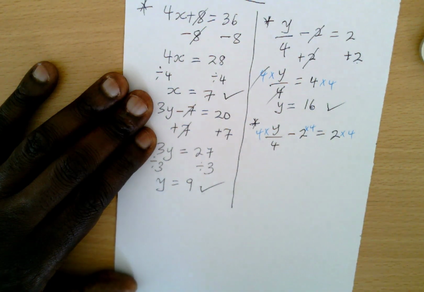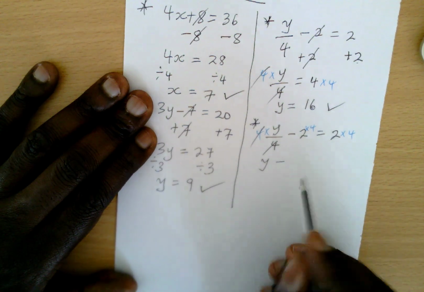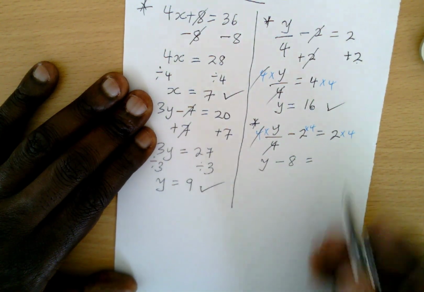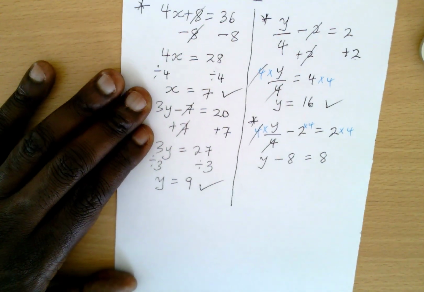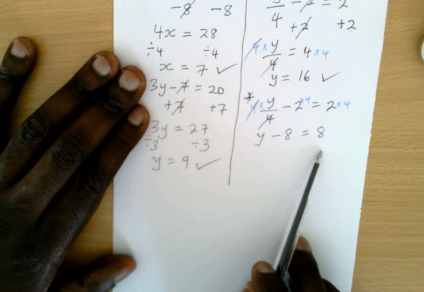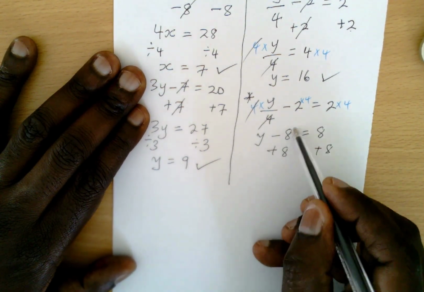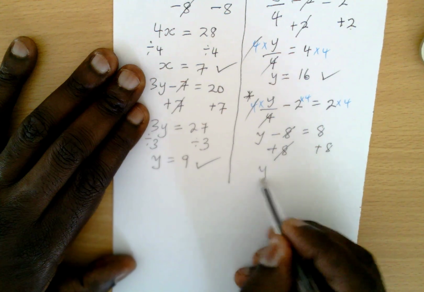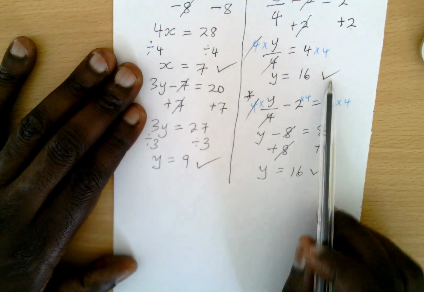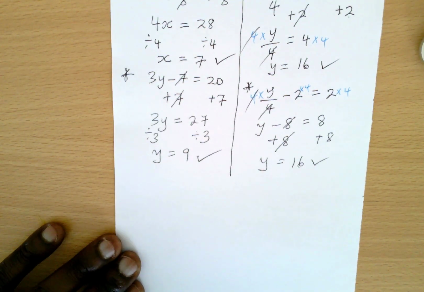Now this cancels to 1. So we are left with y. 2 times 4 will be 8. And 2 times 4 will be 8. Then we have simplified our equation. Then we can now solve this. We can make the last step. Plus 8, plus 8. This cancels out. So we are left with y is equal to 8 plus 8, which is 16, which you can see is the same as the previous one.